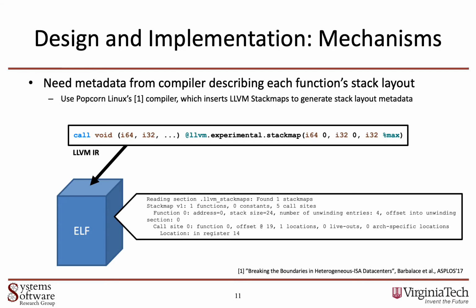Instead, Chameleon uses Popcorn Linux's compiler, which inserts LLVM stack maps inside of the intermediate representation in order to generate stack layout metadata. Here we see an example of a stack map intrinsic which has been inserted inside the LLVM IR. As the IR gets lowered down into machine code, LLVM will generate metadata describing how it's laid out this function's stack, and it'll put this information inside of the ELF binary. As an example here, this stack map has put the value max inside register 14.